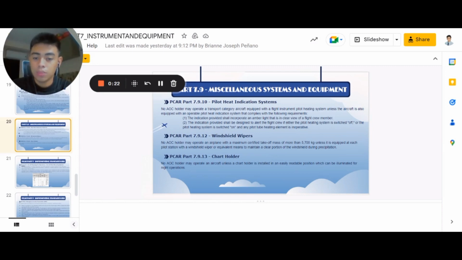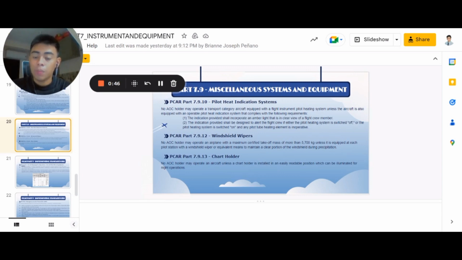Next, the indication provided shall be designed to alert the flight crew if either the pilot heating system is switched off or the pilot heating system is switched on, or if any pilot tube heating element is incorporated. So, ayun, again, kailangan may indication pa din when it comes to using heat indication systems para malaman ng flight crew if ever bang kailangan nito or kailangan na siyang gamitin.